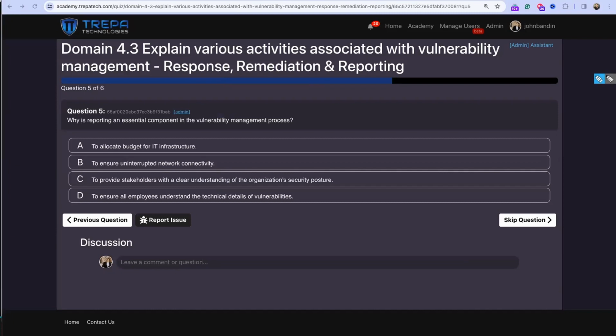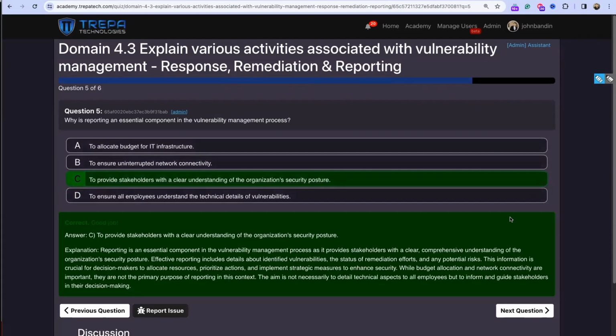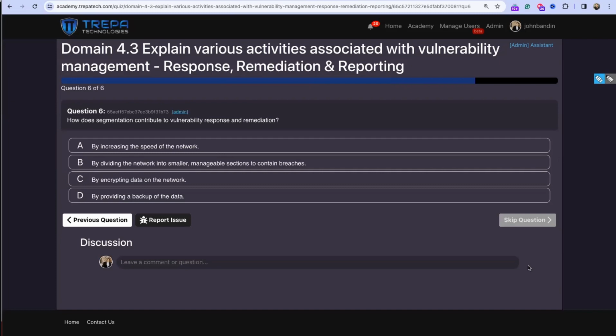Question 5. Why is reporting an essential component in the vulnerability management process? So that's going to be C, to provide stakeholders with a clear understanding of the organization's security posture. We gotta communicate, right? We need to have a communications plan in place for any breach, any vulnerability, any cyber incidents, if they affect, and they all do, the business. Question 6. How does segmentation contribute to vulnerability response and remediation? That's going to be B, by dividing the network into smaller, manageable sections to contain breaches.